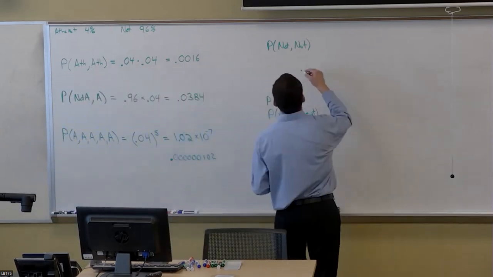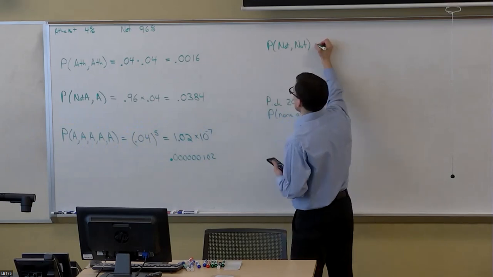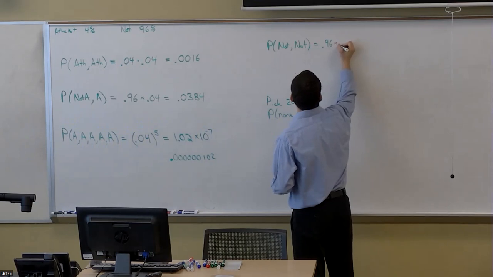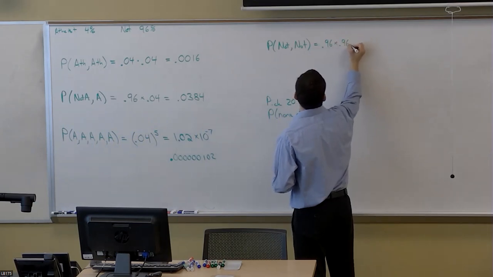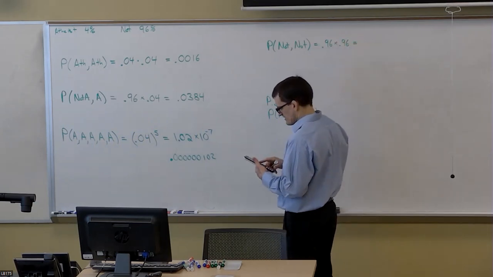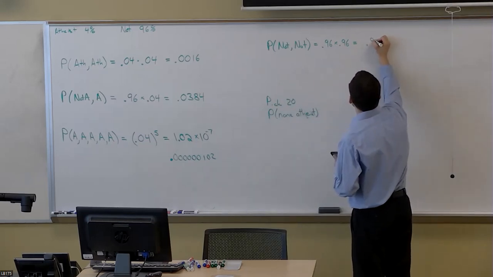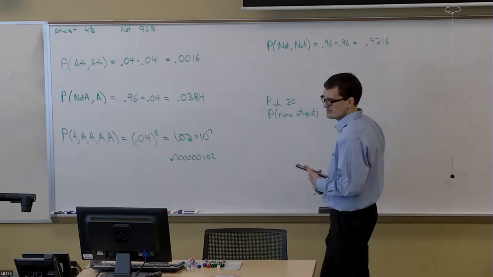All right. Not, then not again. Well, not is 96% times another 96%. So 0.96 times 0.96 gives me 0.9216.